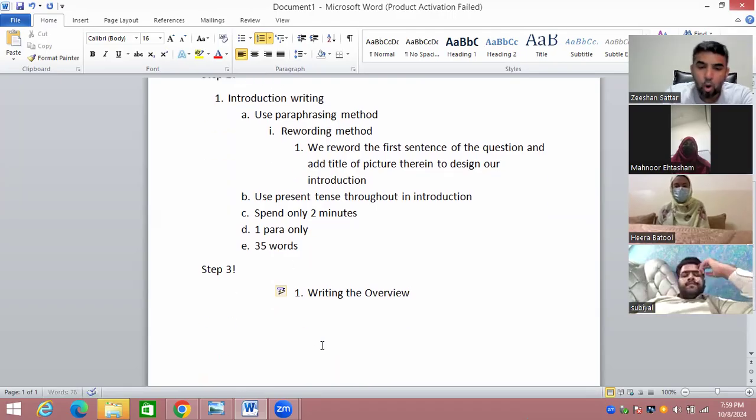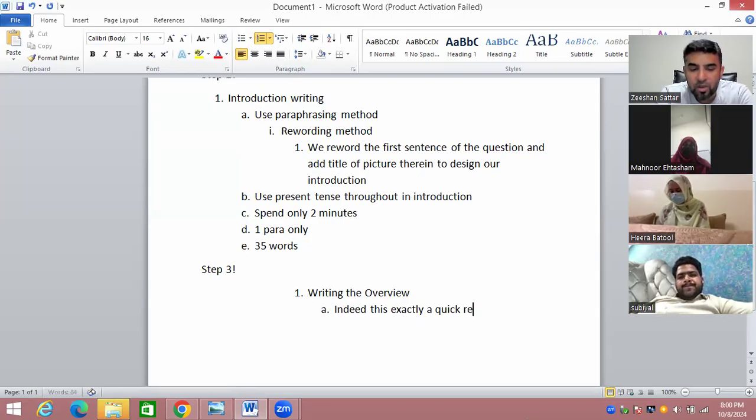So now, the overview. Indeed, this is exactly a quick refresher of the picture. That means it is something like a conclusion. We just write here what we have seen. For example, we have seen the trends, we have seen changes, we have seen patterns. We just write the trends, variables, changes, and patterns in the write-up.